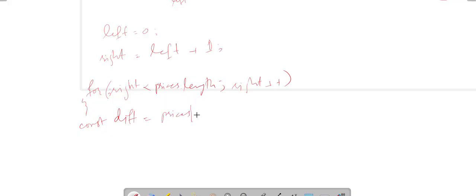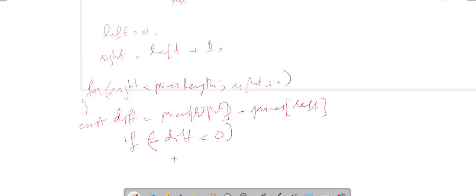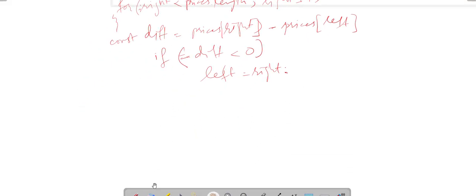So how do we get the profit loss? We get right, and then I subtract the buying price. Now I write if difference is less than 0, that means we're in negative. So we need to update left. And what should be the left now? Right. And right will move forward, left would take its place.